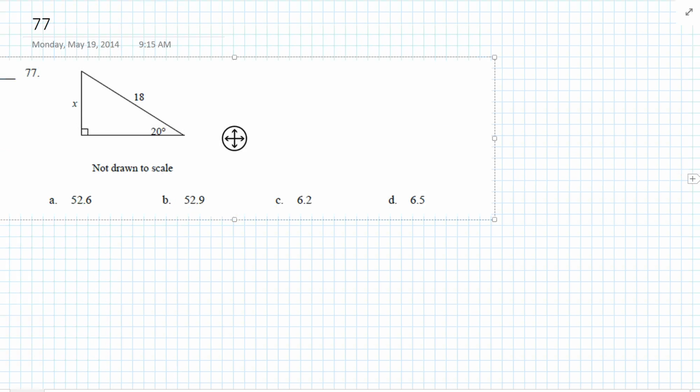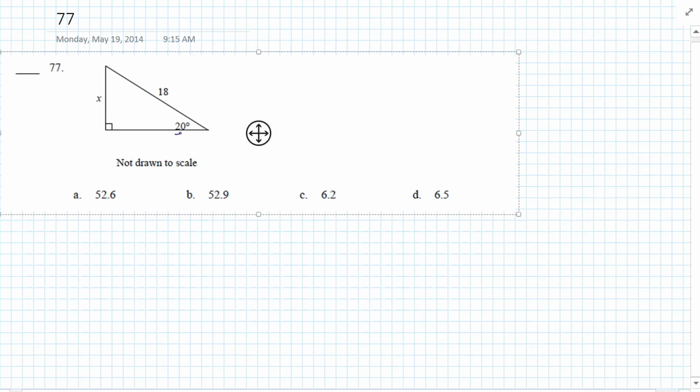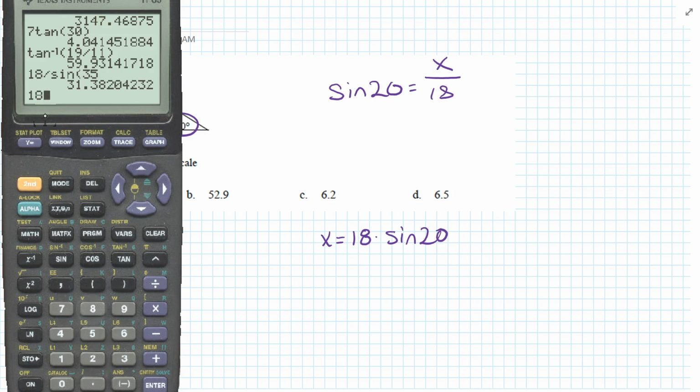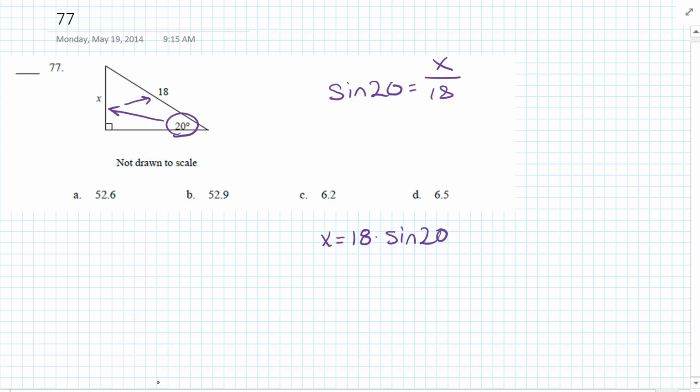Okay, 77. I have this angle, opposite and hypotenuse. So again, it's going to be the sine of 20 equals x over 18. So x is going to equal, multiply each side by 18, it's going to be 18 times the sine of 20. Calculator work again, 18 sine 20, 6.15. C, 6.2.